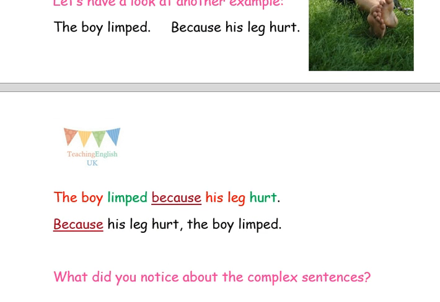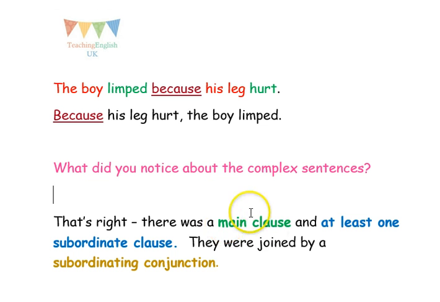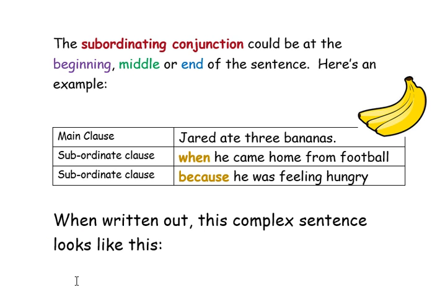What did you notice about the complex sentences? That's right, there was a main clause and at least one subordinate clause, and they were joined together with a subordinating conjunction. The subordinating conjunction could be at the beginning, middle or end of your complex sentence.